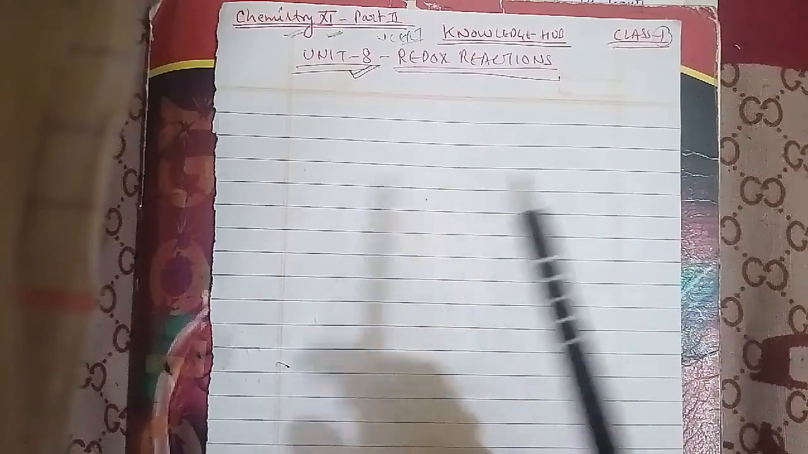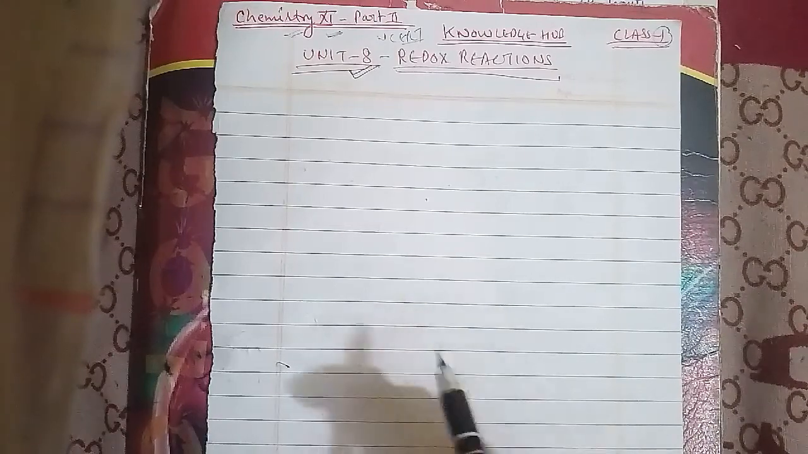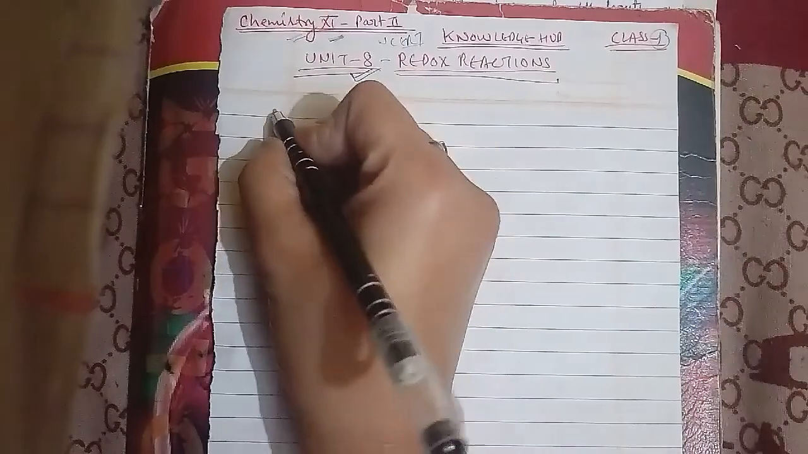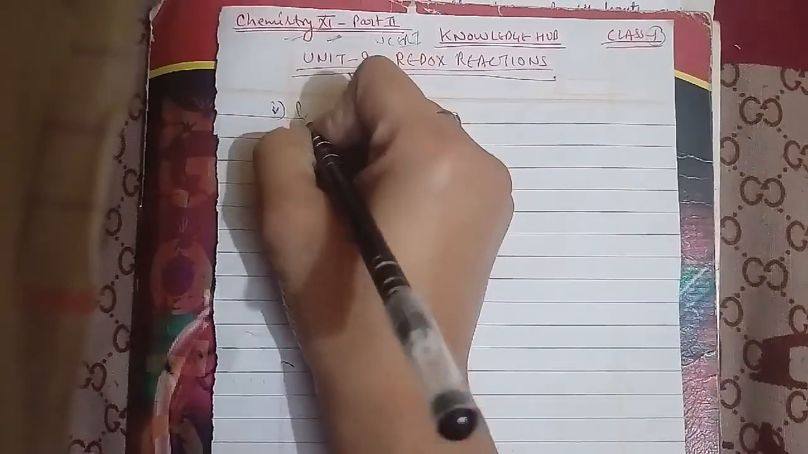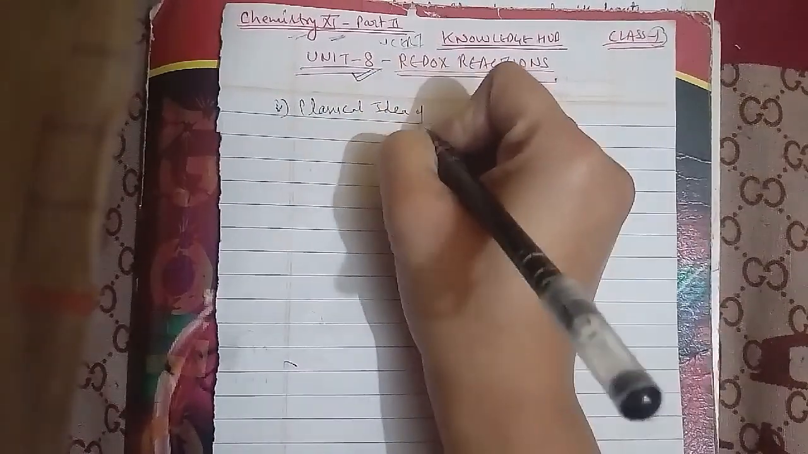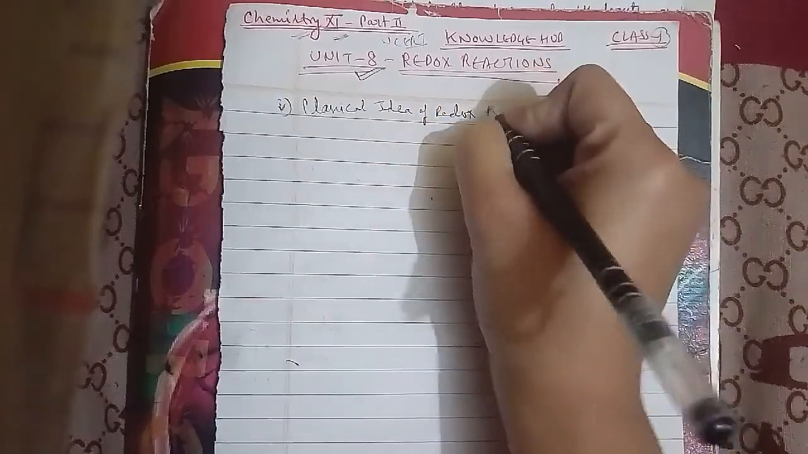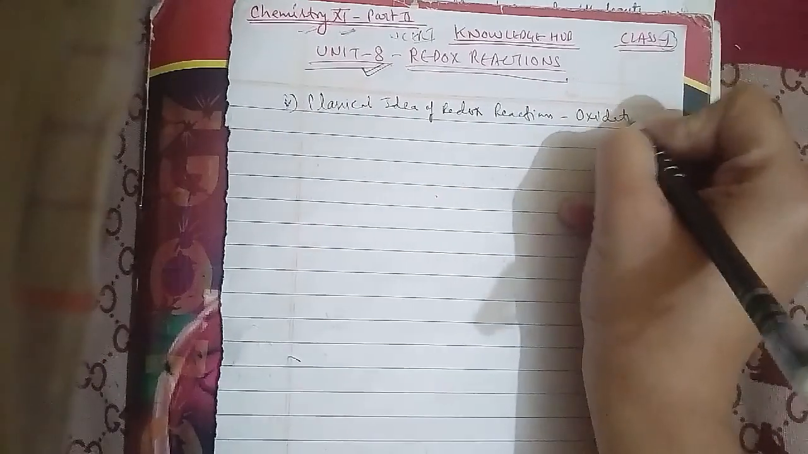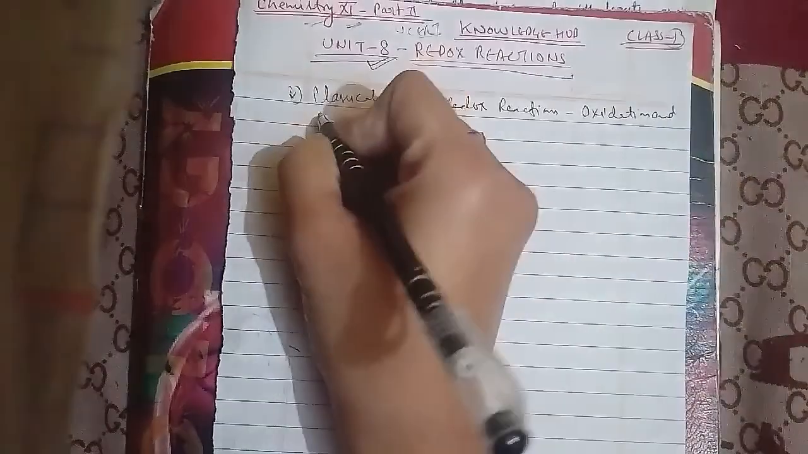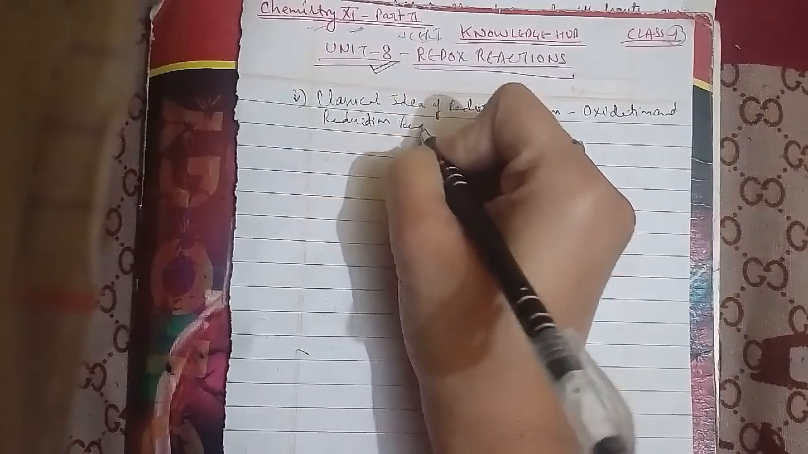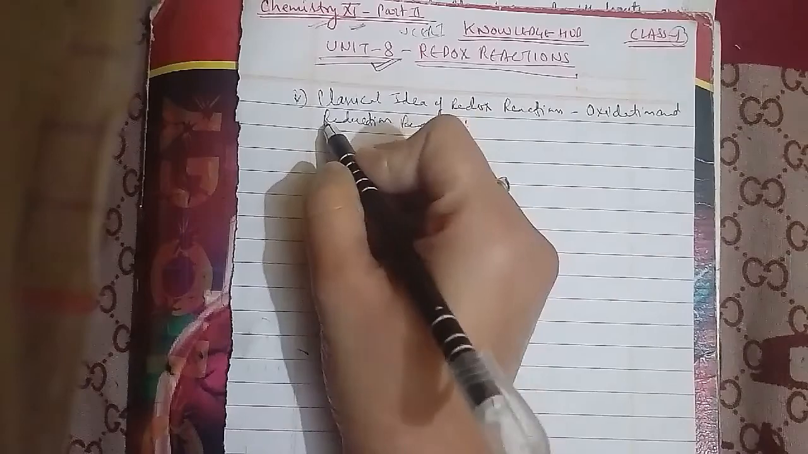Next, we discuss in detail the classical idea of redox reactions, that is, oxidation and reduction reactions. So we have the classical idea of redox reactions, which is oxidation and reduction reactions, that we have to discuss here.